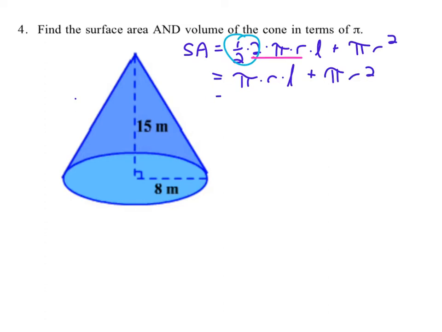So let's plug in. Pi stays pi times the radius is 8 times, we don't know what the slant height is. So we need to calculate that right now. Let's take a look. Essentially, we've got two legs of a right triangle, and we're looking for the hypotenuse. So if I sketch that down here, okay, we've got 15 and 8, and we're looking for c, that measurement.